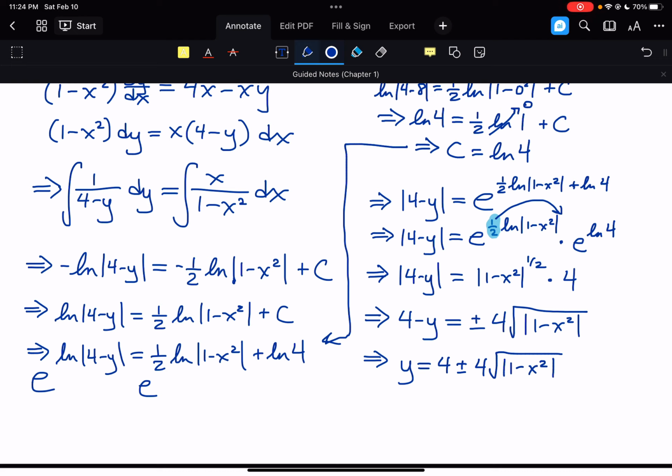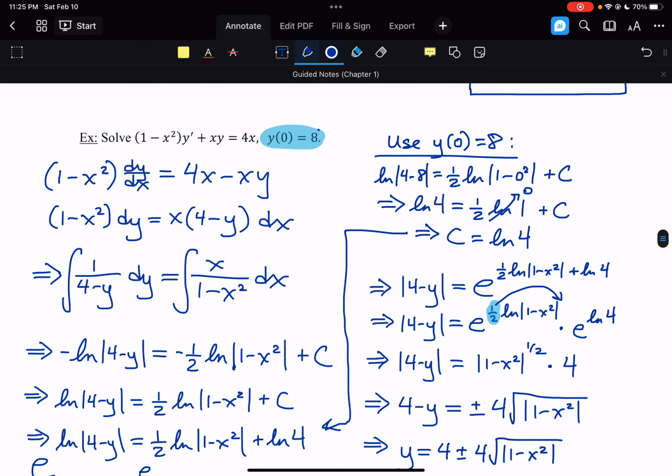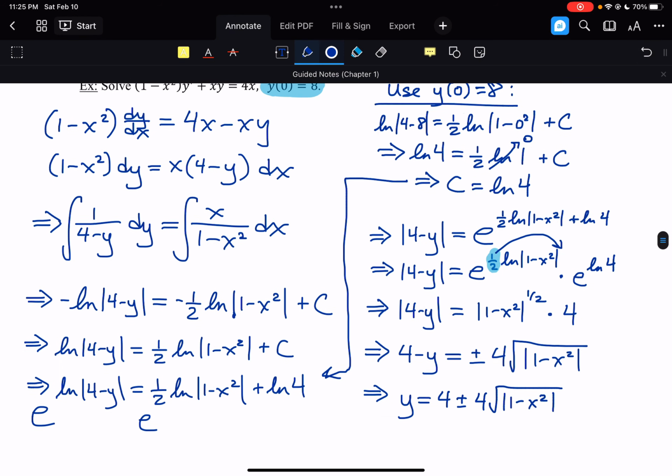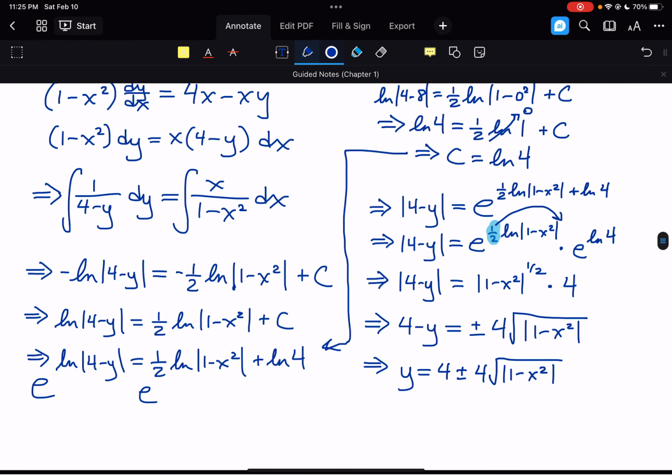Now, the plus or minus takes into account two possible outcomes because of the absolute value, but we know from our initial condition that y of 0 equals 8. And if we took 4 minus 4 times some positive number, that would result in something less than 4, right? If this was a fraction, it would still be positive, but it would be smaller than 4. It has to be 8. So there's only one way that that works. If this is 0, we get 4 plus 4, which is 8.